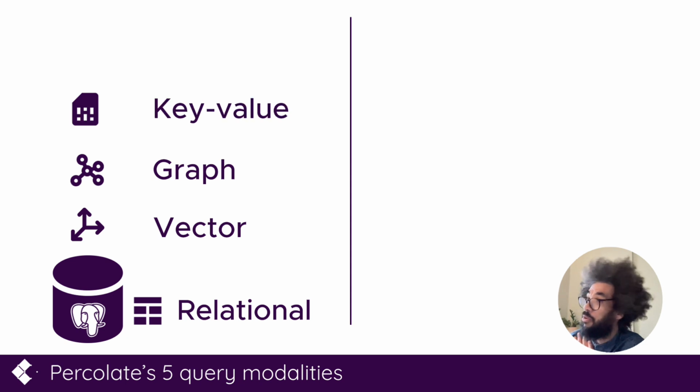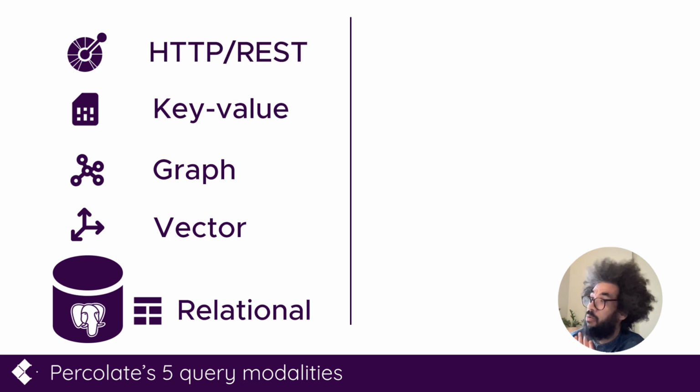And then we add key value. Key value is a very interesting modality when you want to look up entities by key. It's less sophisticated than doing SQL queries or embedding queries, but it's very powerful. And then finally, we have the HTTP REST type queries. And we've added this into the database as well, so you can actually call APIs and tools.